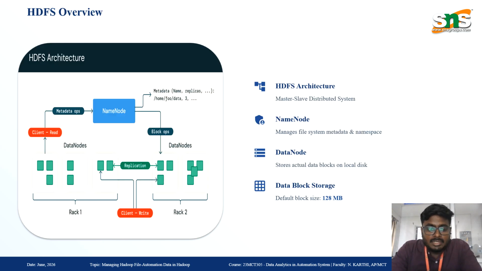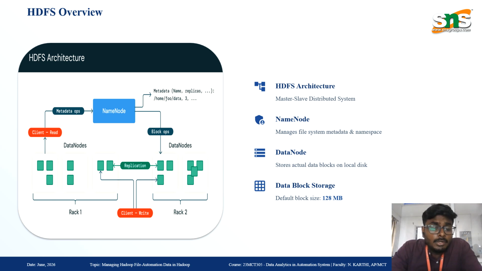Followed by the HDFS overview. Now let's zoom into HDFS, the Hadoop Distributed File System. Think of it as the backbone of Hadoop. It follows a master-slave architecture. The NameNode is the master. It doesn't store data itself, but it maintains all the metadata: the file names, directory structures, and where each piece of data lives. And the DataNodes are the slaves. They physically store the data blocks on their local disk.